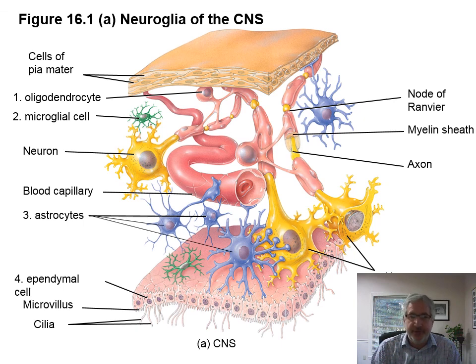Neuroglia of the central nervous system. There they are again. So just to wrap it all up, oligodendrocytes over here, microglial cells, astrocytes, and ependymal cells. Okay, next slide.